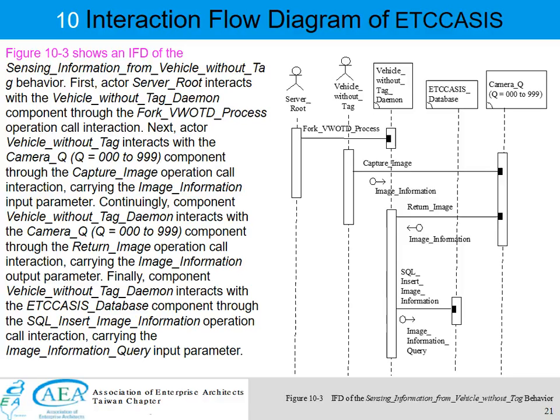The second interaction, the camera will capture the image from the vehicle without tag and get the input data, image information. Then it will return this image information to the daemon component. The last interaction is for this daemon to interact with the ETC cases database component to input the image information query data.